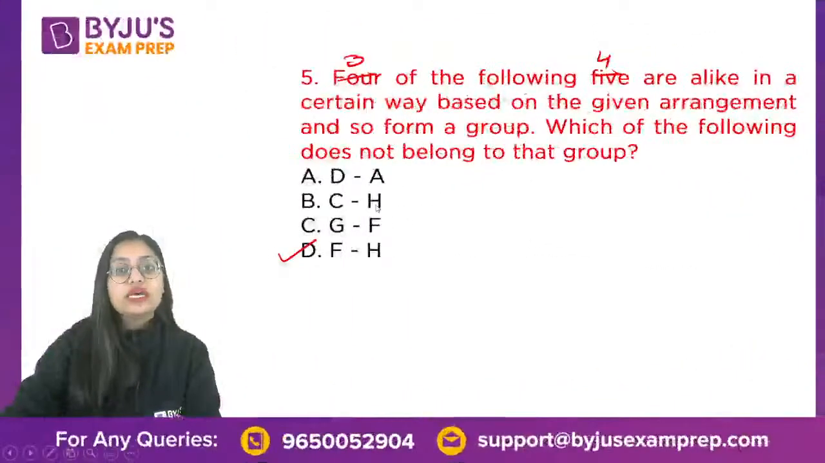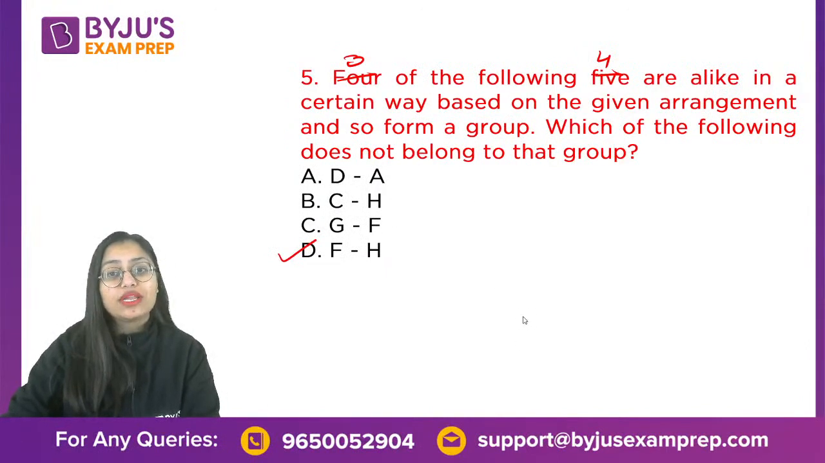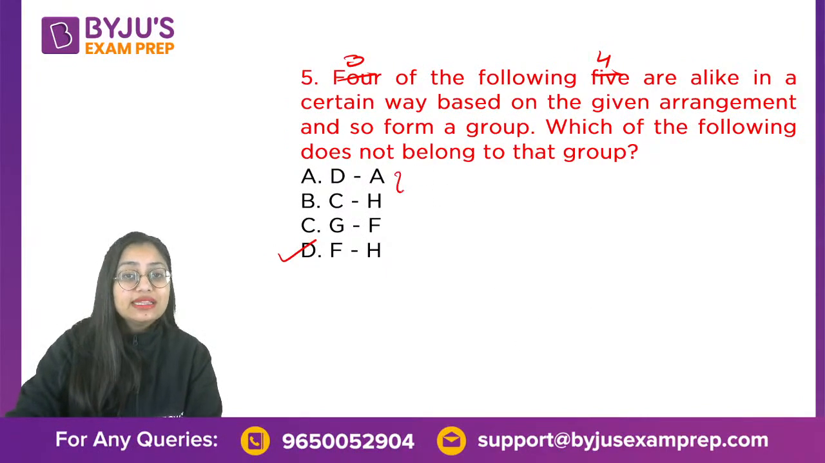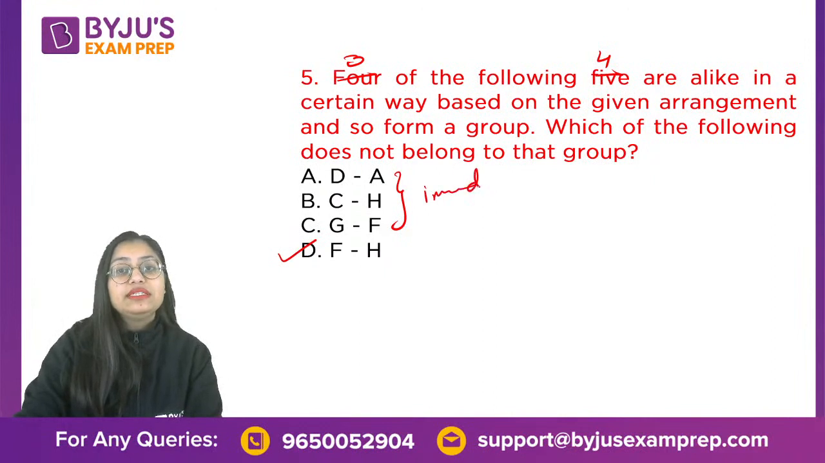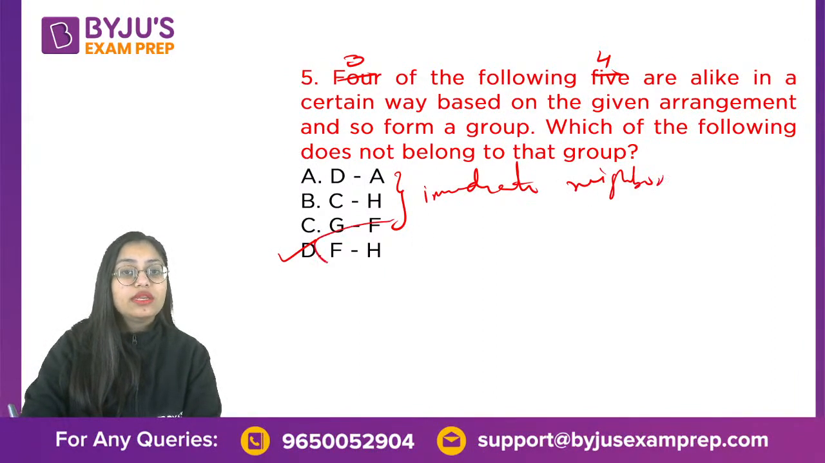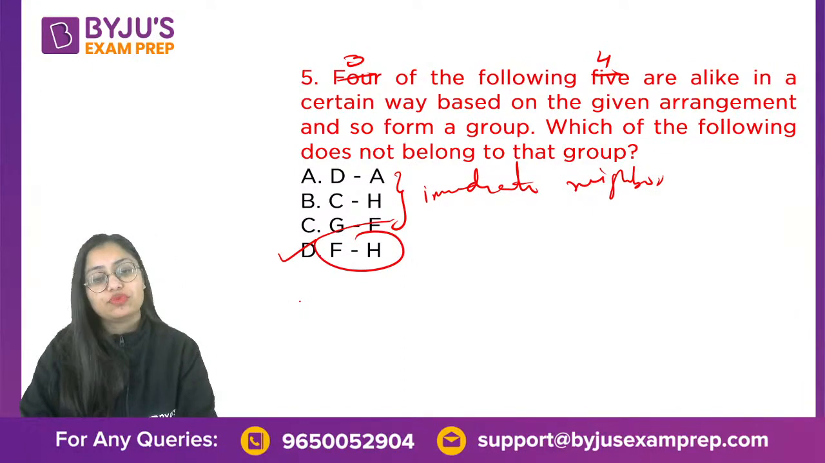Last question, this is odd one out. Option D is odd one out. The reason for that is these are immediate neighbors, okay, and this one is not. F and H are not immediate neighbors.